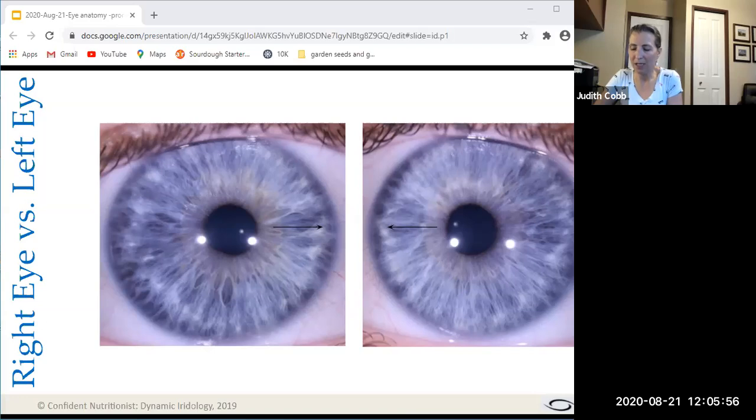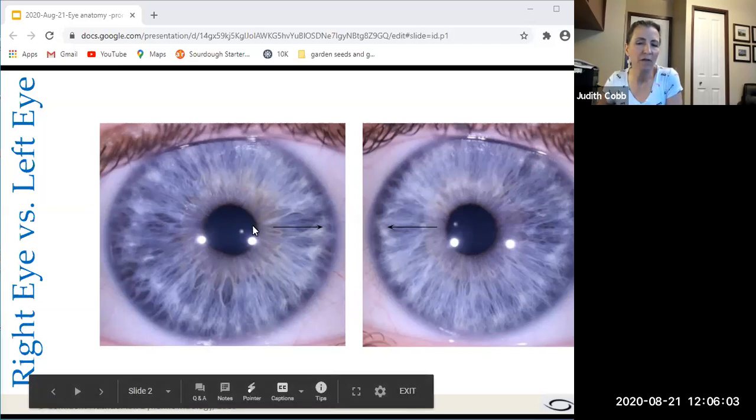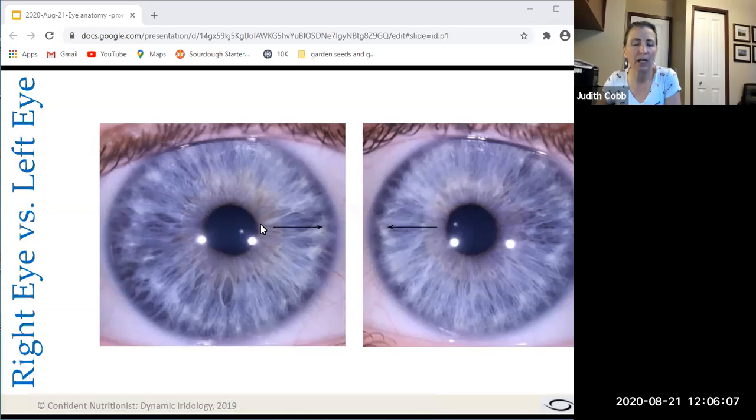And so as we look at this iris and as we understand that the pupil is off center, the narrow side is what names the eye. So if the narrow side is to the right of the pupil, it is a right eye. If the narrow side is to the left of the pupil, it is a left eye. All right, and so that's a really important thing for us to acknowledge.